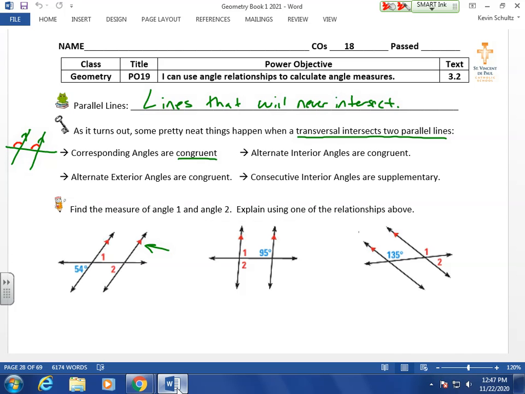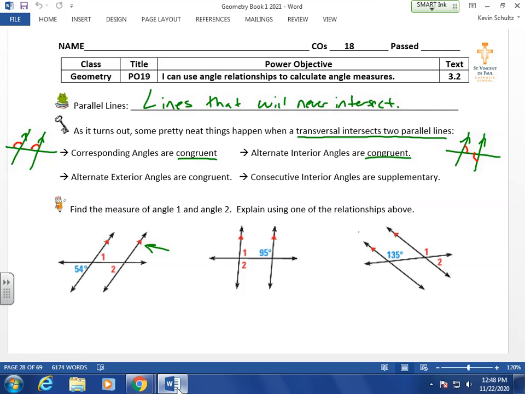The same measure. The same is true for alternate interior angles. Alternate interior angles are congruent as well. So let me draw my parallel lines, mark them parallel. There's my transversal. Alternate interior angles, on opposite sides of the transversal in between our parallel lines, are congruent as well.